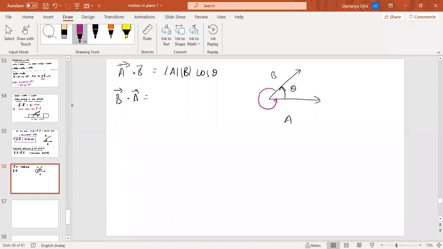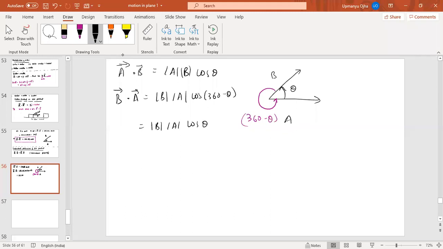Now this angle will be equal to how much? This would be equal to 360 degree minus theta, because the angle between A and B is theta. So the angle between B and A will be equal to 360 minus theta. Okay, fine. So can we write here as what? B dot A is equal to mod of B mod of A cos of 360 degree minus theta. Now cos of 360 degree minus theta is cos theta itself. So it becomes mod of B mod of A cos theta.